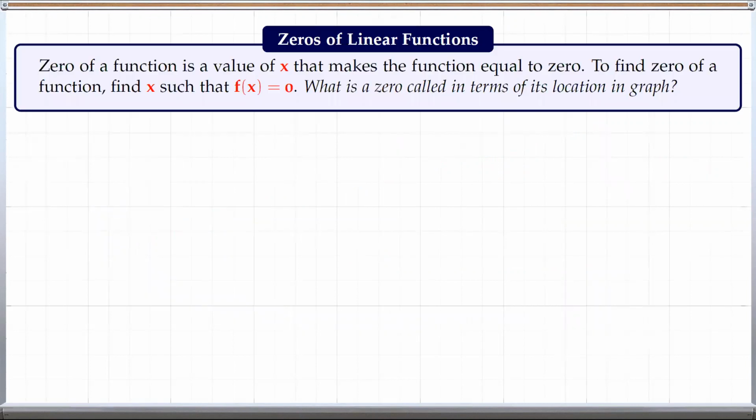So basically, zero of a linear function is a value of x that makes the function equal to zero. That means to find zero of a function, we need to find x such that f of x is zero. And it applies to any function, not just linear function. Let's quickly look at what we mean by this definition in terms of a graph.